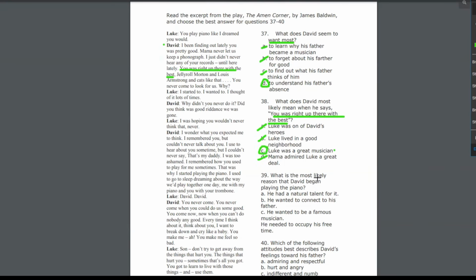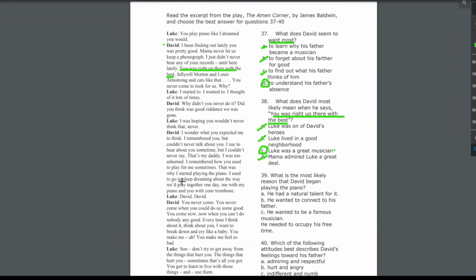All right, and then 39, what is the most likely reason that David began playing the piano? So I'm pretty sure, I can't remember. He said it in here somewhere. Yeah. Didn't he say that? I'm trying to think. Where was it? David. Okay, here we go. Right here, boom.